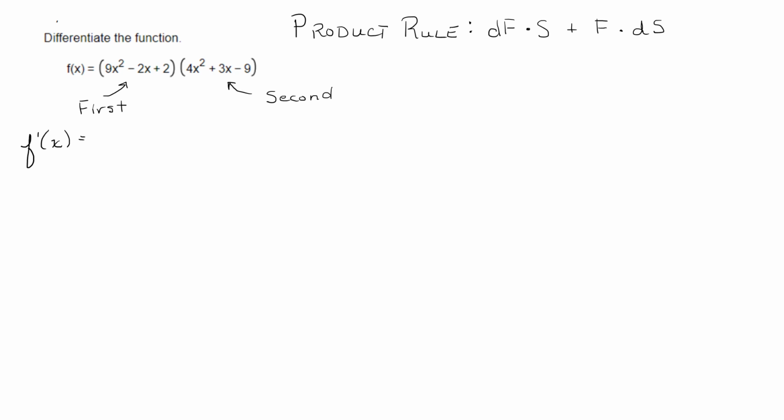So what we want to do first is look at the derivative of the first term. The derivative of 9x squared is 18x. The derivative of minus 2x is minus 2, and the 2 goes away. And then we keep it multiplied by the second.